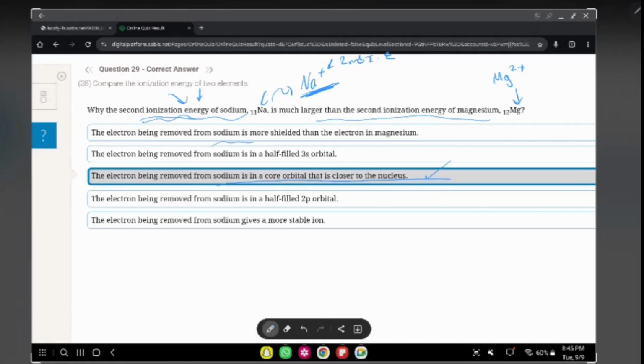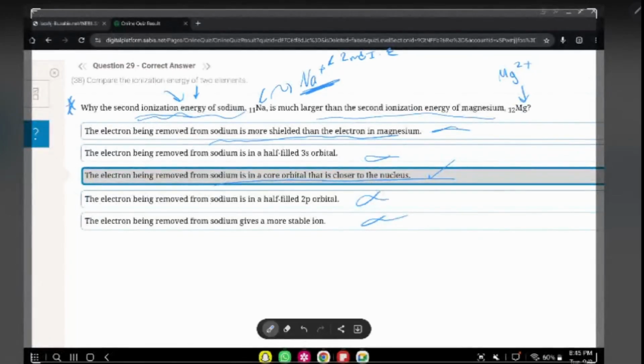The electron being removed from sodium is more shielded. All of this yap. Whenever you want to talk about any question like this, the answer will always be like this. Nothing less, nothing more. This is exactly what I would want to see in an exam.